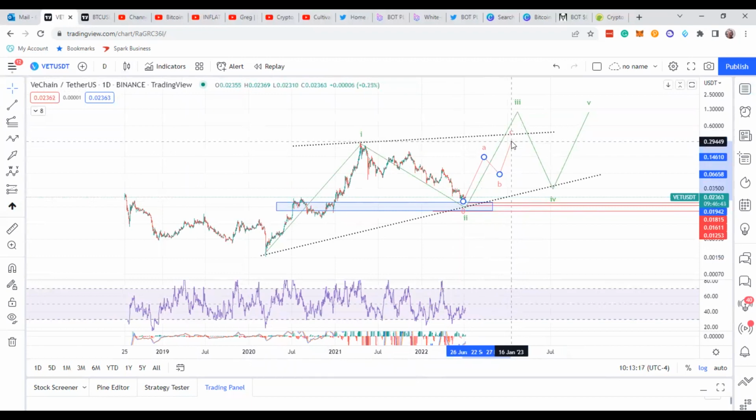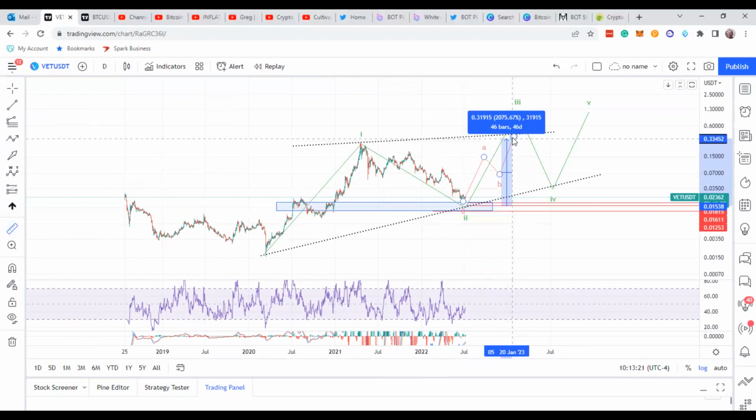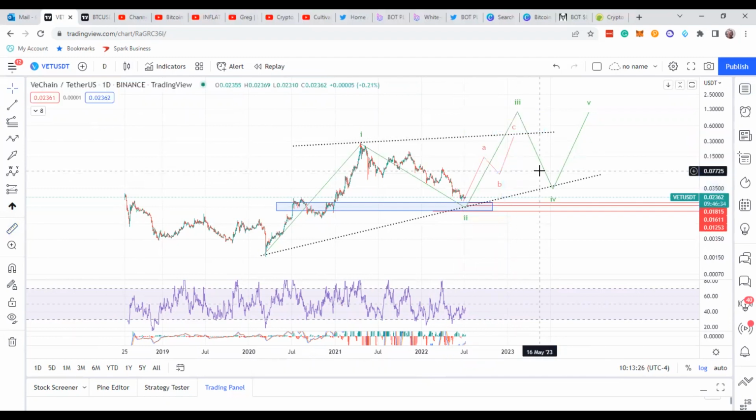So let's say it comes somewhere in that area, for significant gains of 2,000 to 1,500, more or less, or 2,000%. Food for thought, something I was just throwing out there that I've looked at. This is going to probably be more what I'm going to be looking for on Vechain. Could be a very bullish coin.